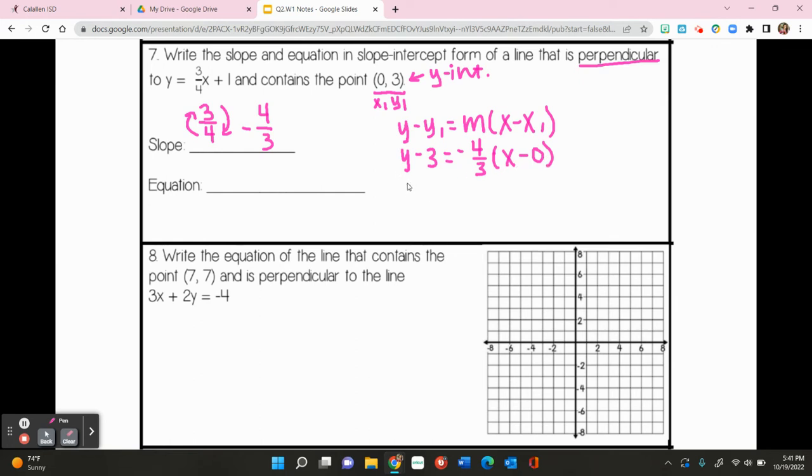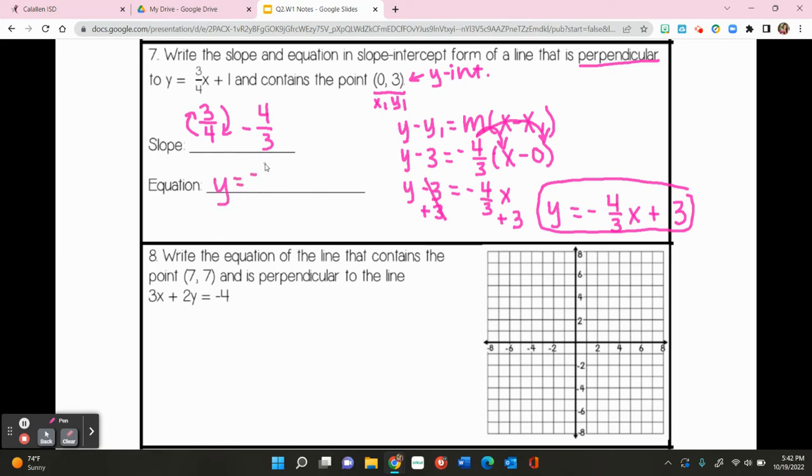Now I solve for y. When I solve for y, again, I want to get rid of the parentheses. So I'm going to drop down the y minus 3 equals negative 4 over 3x, and negative 4 over 3 times negative 0 is just 0. So I don't have to put plus 0. Now I want to go ahead and add 3 to both sides. So this cancels, and I'm left with y equals negative 4 over 3x plus 3. So this is the equation of my line.